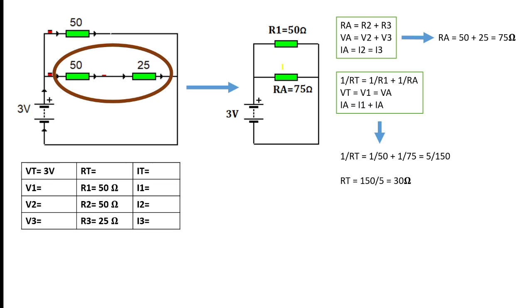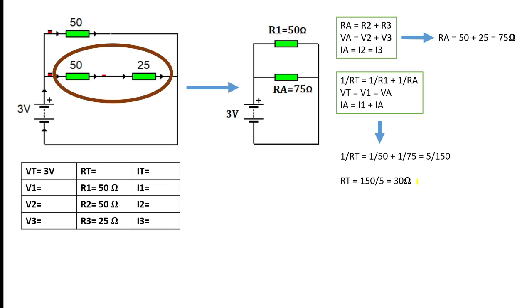And now that we have the resistance A, we can apply the formulas for parallel circuits, since this equivalent circuit is parallel, and we will use those formulas to find the total resistance. So the total resistance, we will calculate it with resistance 1 and resistance A that appear here. We apply the formulas for the parallel circuit, which is first to sum up all the inverses, which is equal to 5 divided by 150, and then again do the inverse, and we will have that the total resistance is equal to 30 ohms.